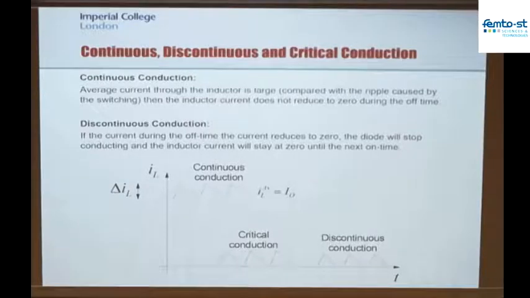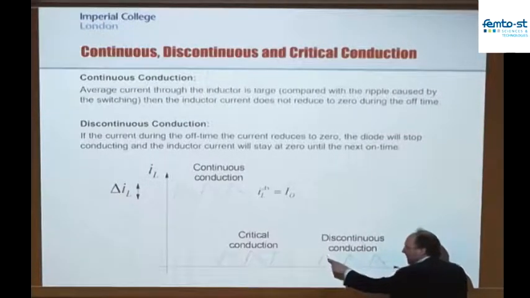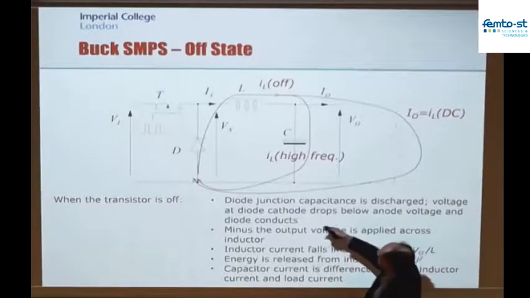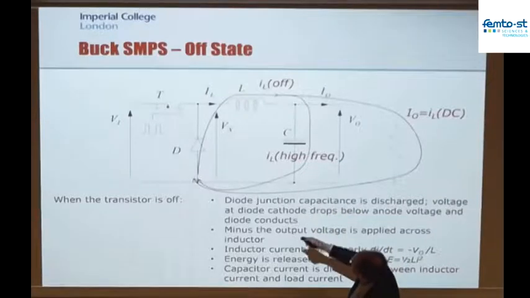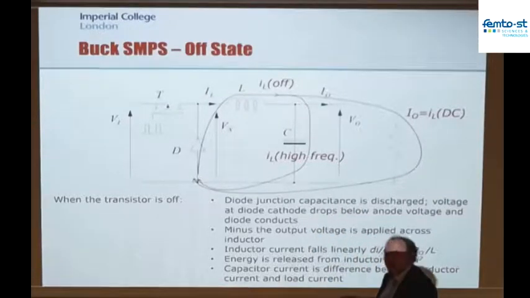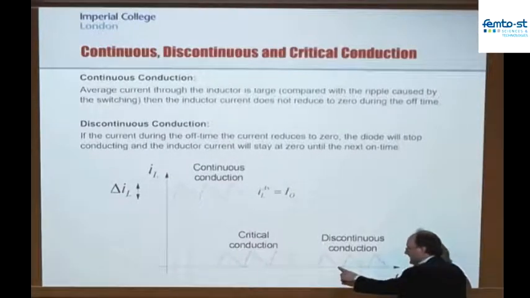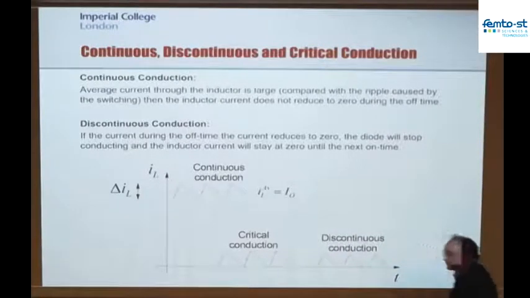If we move into discontinuous operation, then effectively what happens there is we turn the transistor on, current builds up in the inductor, reaches a certain point, we turn the transistor off, back into this mode of operation. When we turn the transistor off, current is still flowing in the inductor, it'll flow around this loop, but it's decreasing. If we let it decrease all the way to 0, before we turn the transistor on again, we've then potentially got a period of time where the current doesn't flow in the inductor at all, and this is called discontinuous conduction.